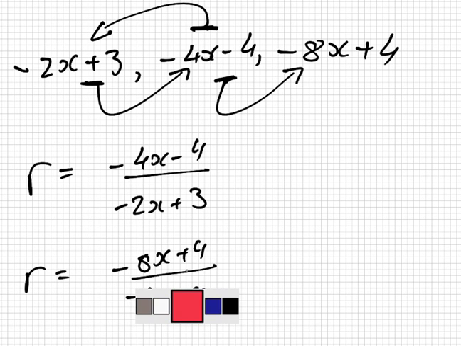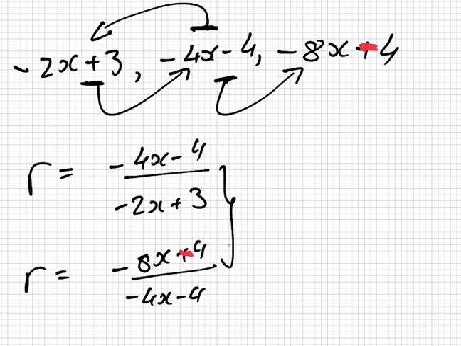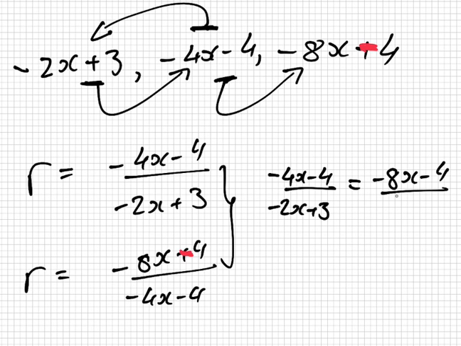So just change this here to minus. Now what do I do with these two equations? Make them equal. So I get minus 4x minus 4 over minus 2x plus 3 equals minus 8x minus 4 over minus 4x minus 4.